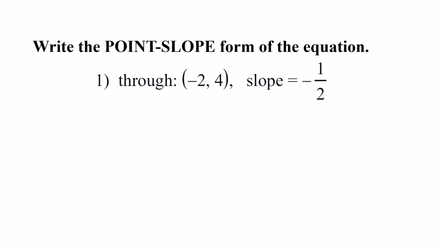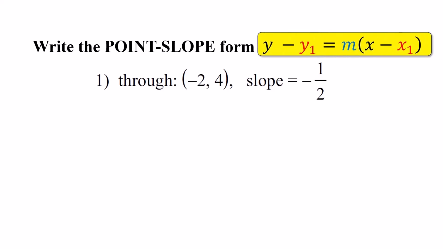Write the point slope form of this equation. It's a line that's going to go through the point -2, 4, and it has a slope of -1/2. Point slope form is the basic one that I teach my students. The way we start, you need to have some way to assemble all the parts in some kind of an equation. I like point slope for this.